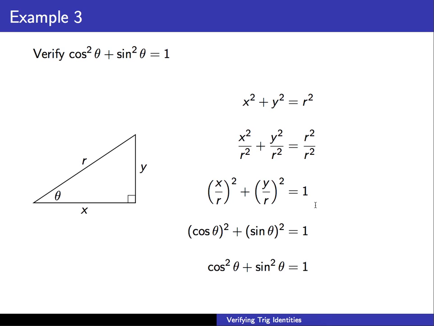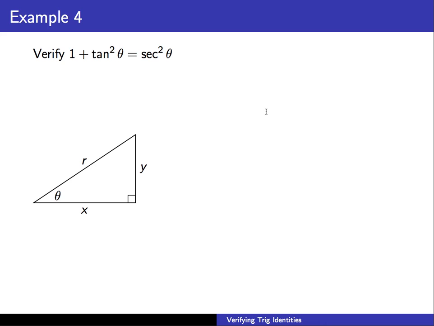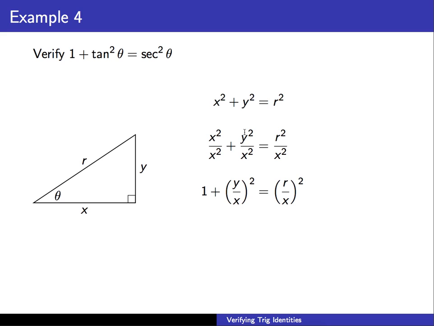Again, the good news is, depending on which value you divide everything on both sides by, you'll get the 3 different Pythagorean identities. The next most popular one is 1 plus tangent squared is secant squared. Once again, we're going to start with x squared plus y squared is r squared. And now we're going to divide everything on both sides by x squared. x squared over x squared gives us 1. y squared over x squared is the fraction y over x being squared. And the same thing with r squared over x squared: it's r over x, that fraction, being squared.